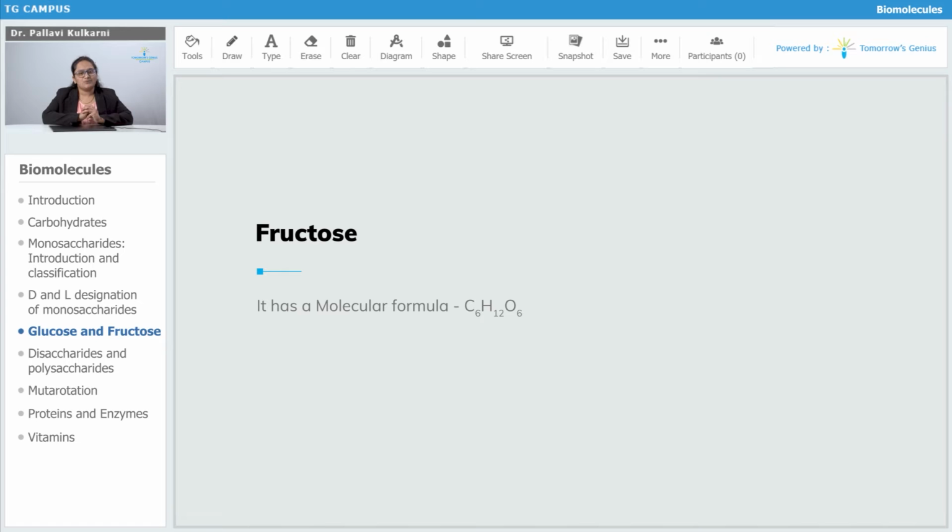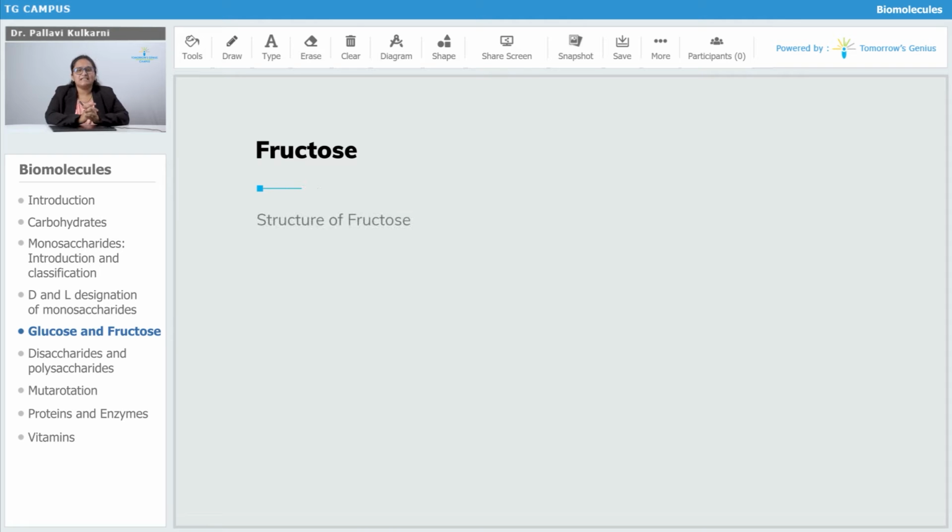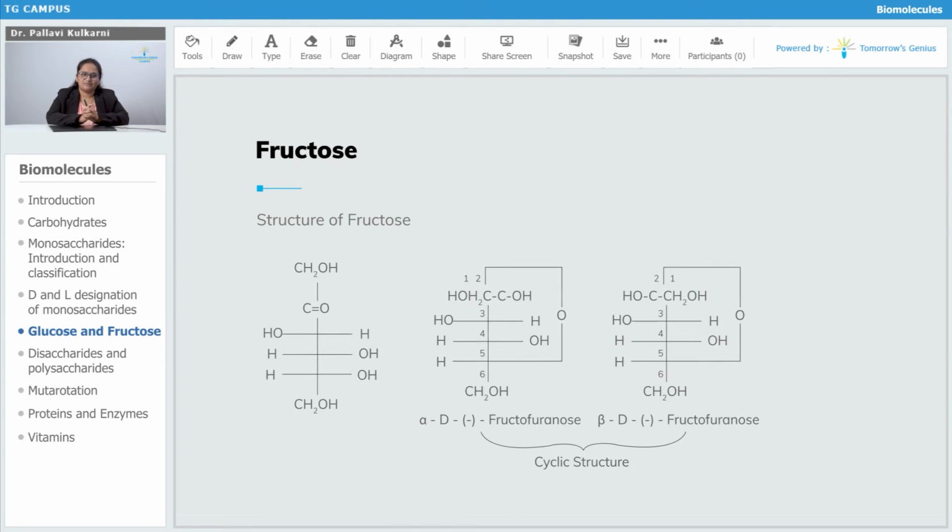Fructose is also prepared by hydrolysis of sucrose, that is cane sugar, because we know that when we perform the acid hydrolysis of cane sugar, that is sucrose, we get 2 products, and these are glucose and fructose. Just like glucose, let us see what is the structure of fructose.